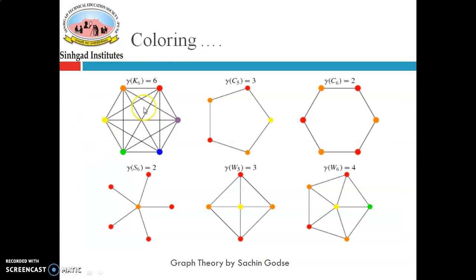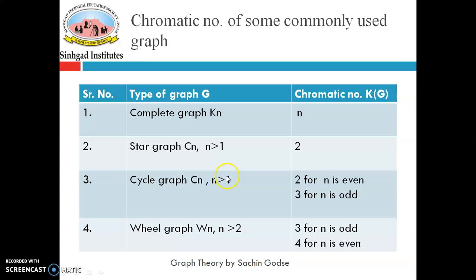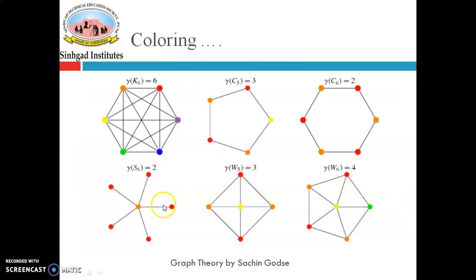Complete graph Kn, this is the complete graph with 6 vertices, you can see that. For this complete graph with 6 vertices we require 6 colors to properly color this graph. Then we saw the star graph, where the number of vertices is greater than 1, so it always requires 2 colors. This is the star graph, two adjacent vertices should not have the same color. To satisfy this, the star graph requires 2 colors. So the chromatic number is 2.